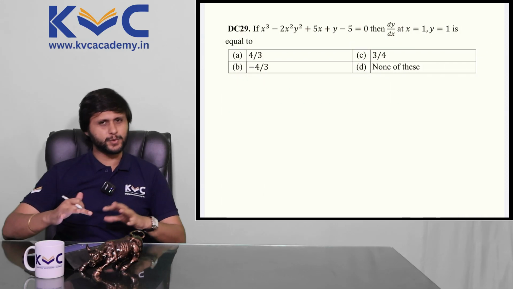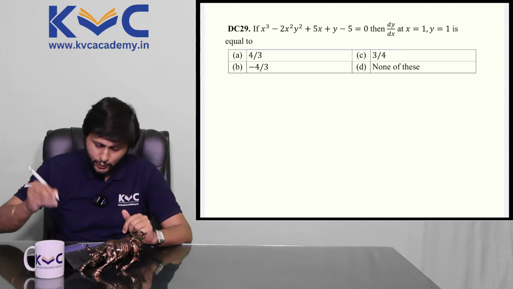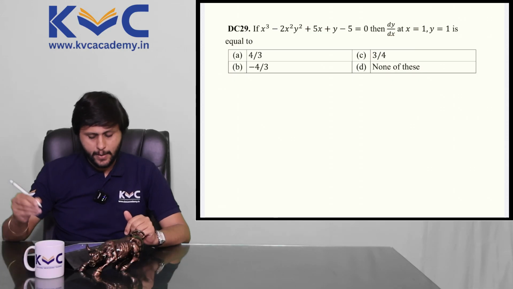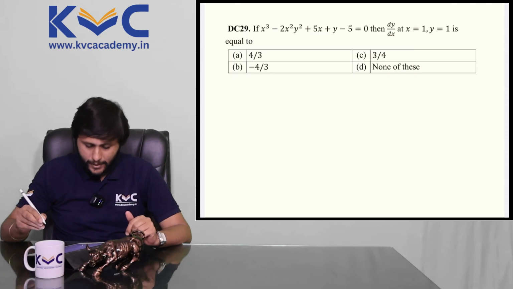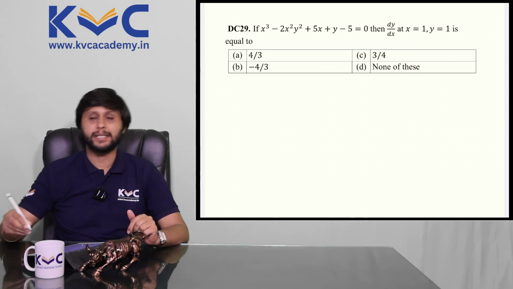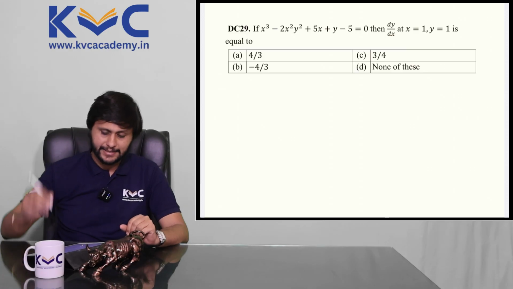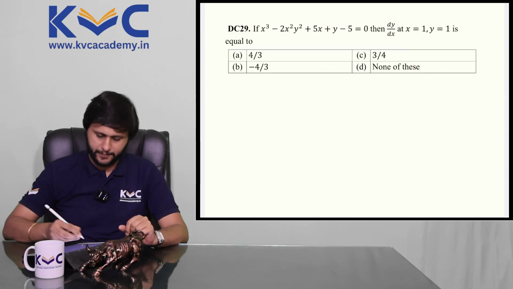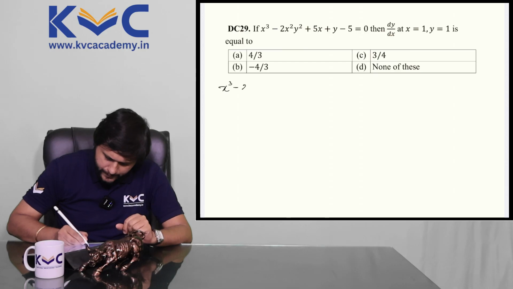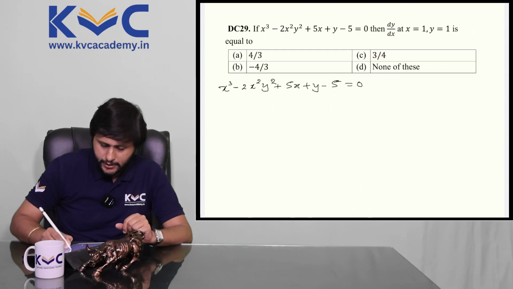The last one that I am solving under implicit function. X cube minus 2x square y square plus 5x plus y minus 5 equal to 0, at x equal to 1, y equal to 1. That means I have to differentiate first and after that substitute x equal to 1, y equal to 1. Let me write the given question. I'm following steps. Everything on one side, other side I should have 0.